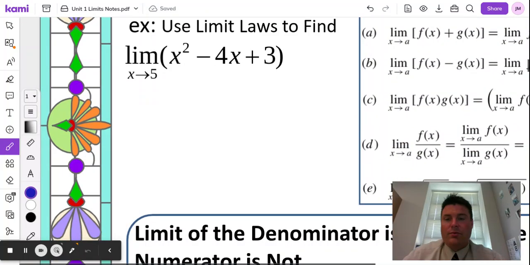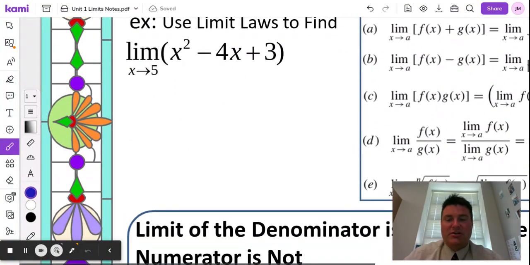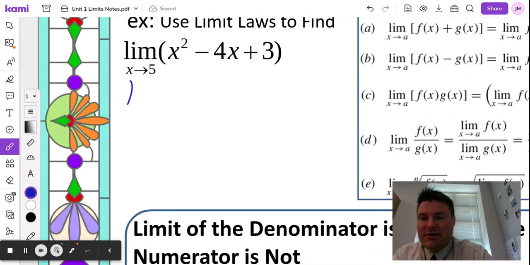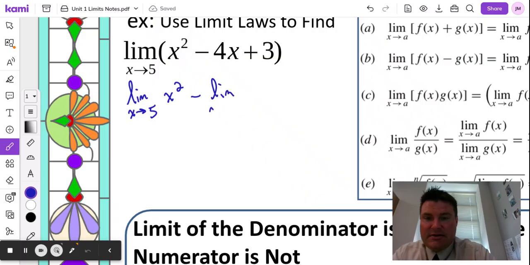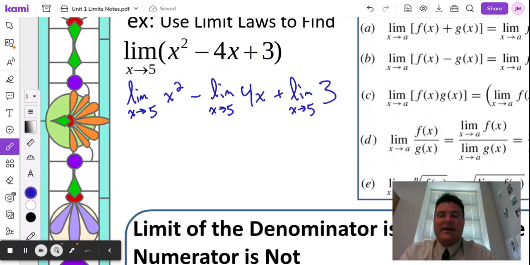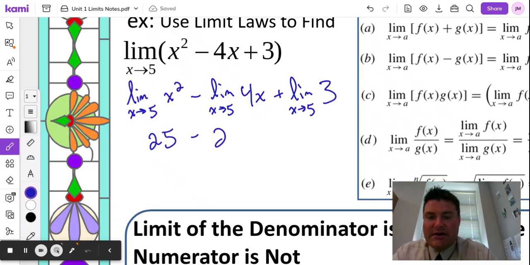All right. We'll go through this first example. It just says use limit laws to find this limit right here. When it says use limit laws, you do have to use one line worth of limit laws. So I'm going to go through and use our addition and subtraction limit laws as we go through this problem. So this can rewrite as the limit as x approaches 5 of x squared minus limit as x approaches 5 of 4x plus limit x approaches 5 of 3. So I just used my limit laws. So now if I plug in directly, I'm going to get 25 minus 20 plus 3 gives me an answer of 8.